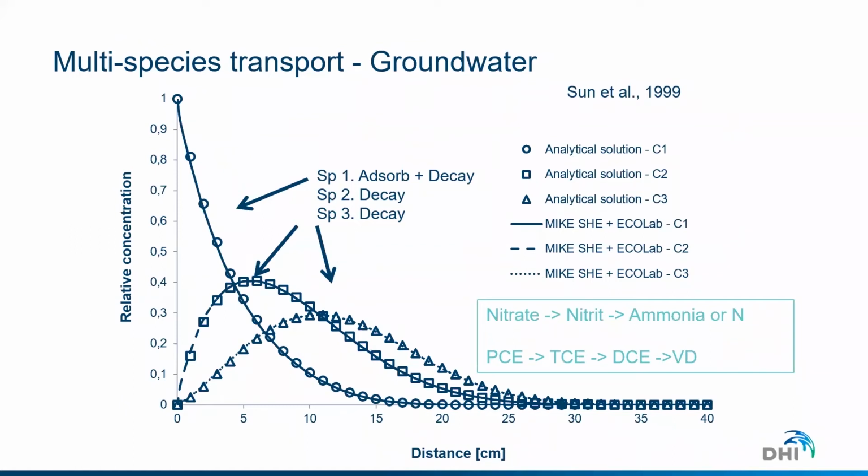Before we started this work, of course, we had to integrate these two models and make sure that everything's working as it should, and we've done some verification studies. This is one of them. This is just a simple groundwater case where we have decays in 3 species, and those 3 species could be nitrate to ammonia, or if it's organic chemicals, could be PCE to TCE and then DCE. And you can see our comparison here with the MIKE SHE ECO Lab model and the analytical solution here.